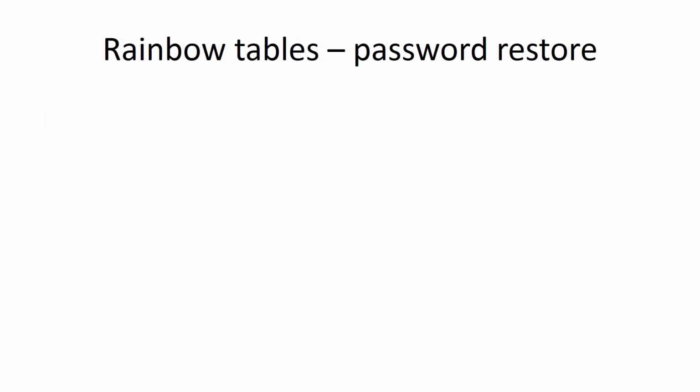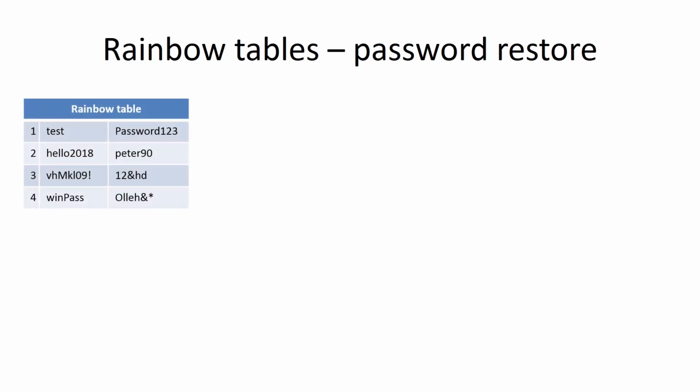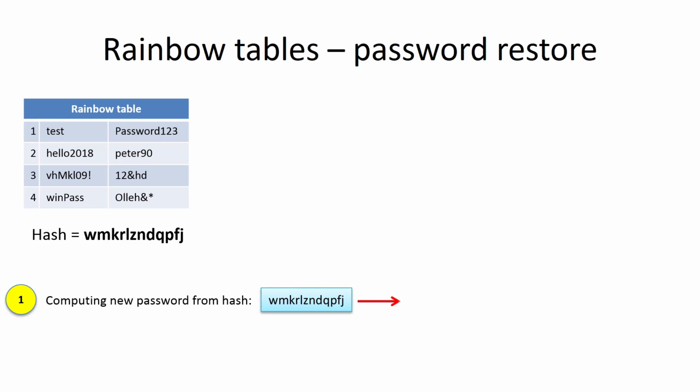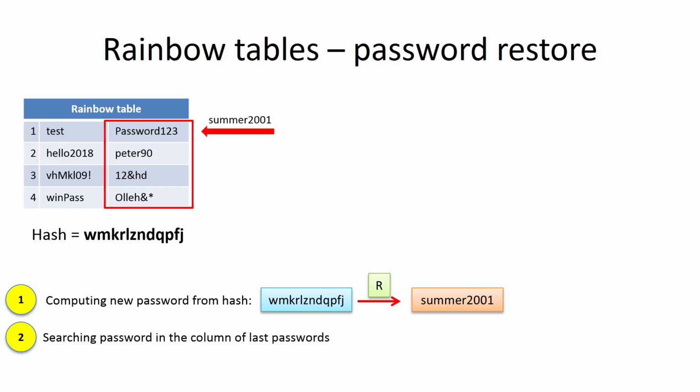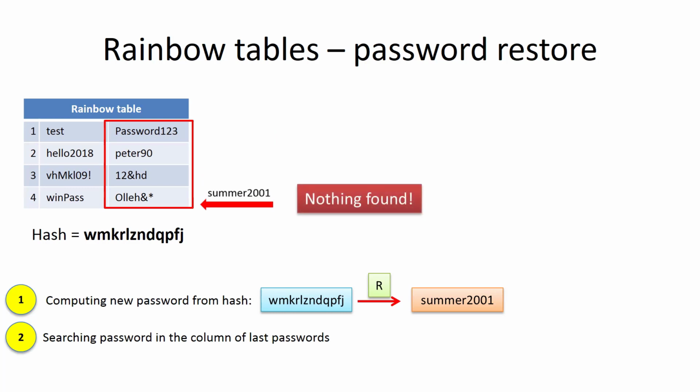Now let's try to restore the password from the hash. The whole process consists of several steps. We have the following table. It consists of 4 chains. And we need to crack this hash. As the first step, we use the reduction function to get a new password from our hash. Now, we need to find out if this password is present in the second column of the rainbow table. Well, nothing is found. Let's try to get a new password.